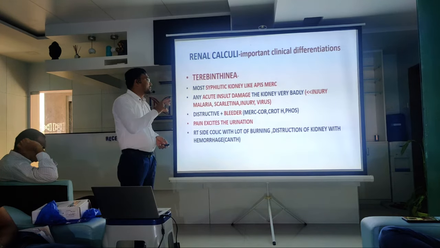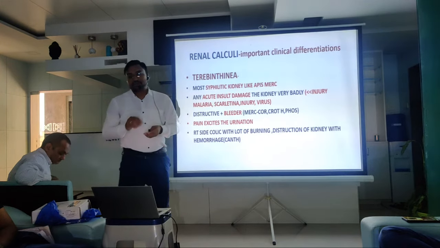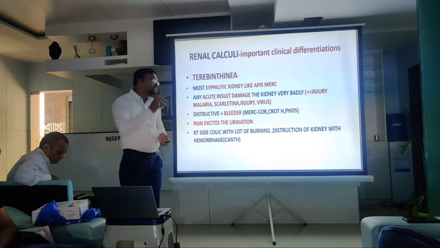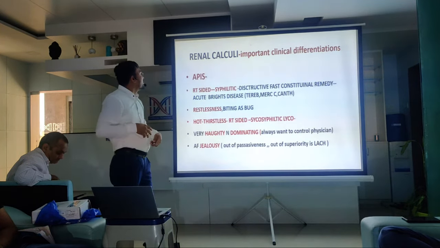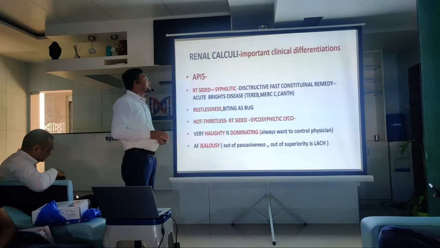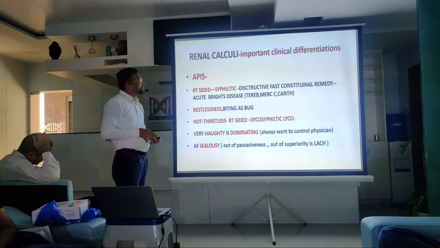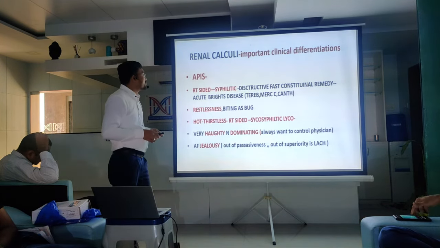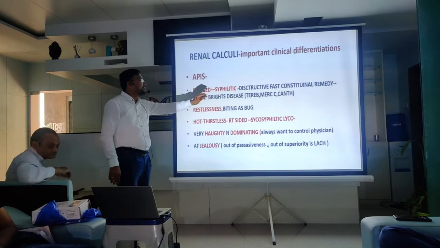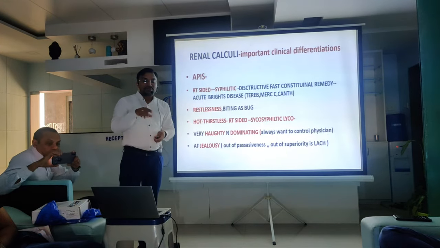If we look at the case, we think it's a fast-moving syphilitic case. It looks like mercury, a bleeding punch. You can think of everything. Apis, a polychrest; there are many symptoms well proved. Right-sided syphilitic case, destructive constitutional remedy, acute Bright's disease: Terebinthina, Mercury and Cantharis. Apis is also there. Your clear-cut diagnosis is there.